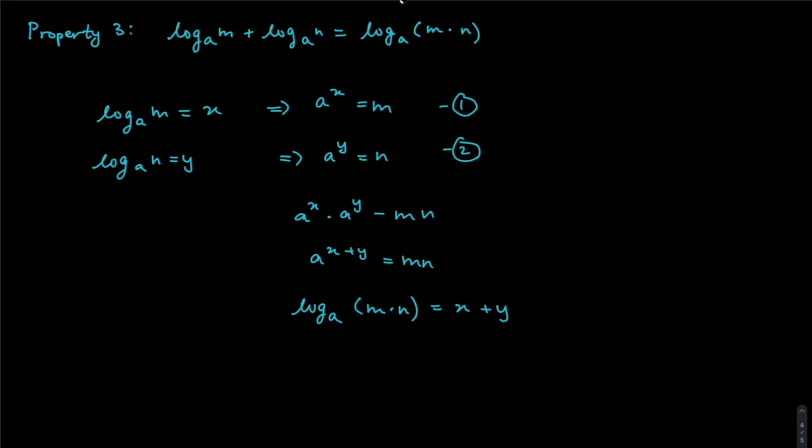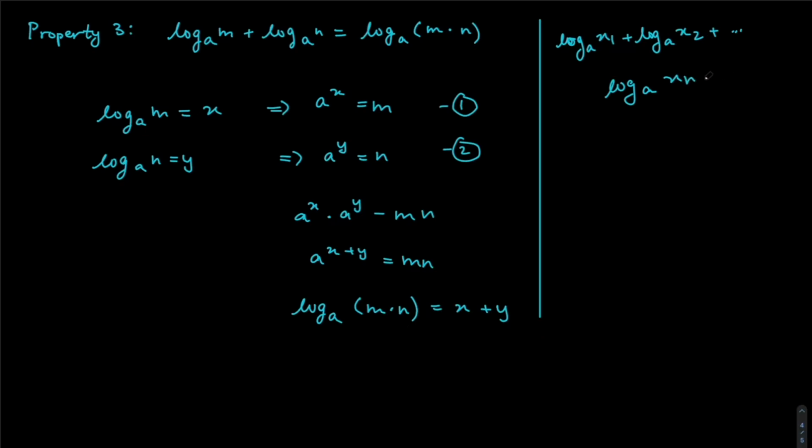If I want to generalize this statement, I can even generalize this. So I'm going to do it right here. I can basically say that log base a of x1 plus log base a of x2 plus all the way down to log base a of xn is basically equal to saying log base a of x1 times x2 all the way till xn.